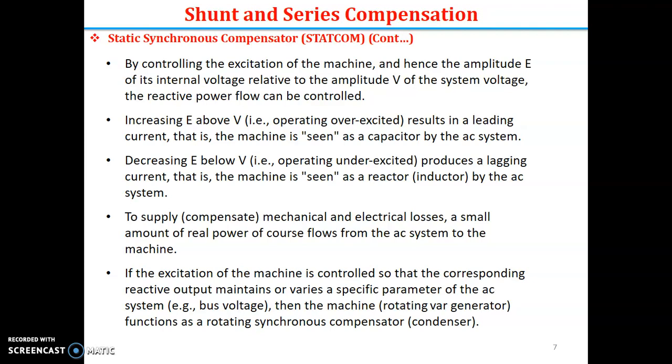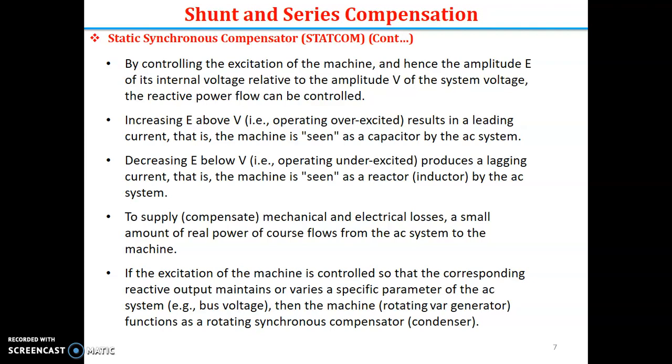To compensate the mechanical loss and the electrical loss, some amount of real power will flow from the AC system to the machine, to meet the losses. If the excitation of the machine is controlled, the corresponding reactive power may be controlled.